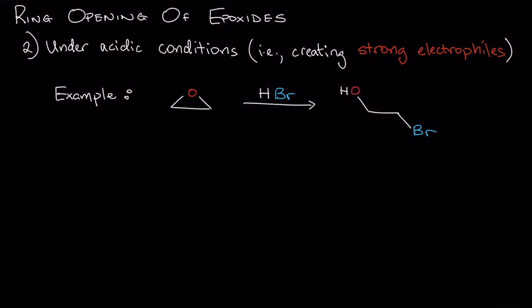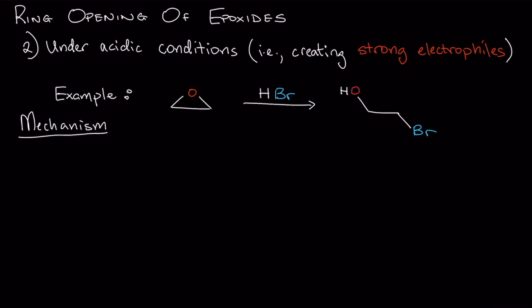Okay, and so lastly, we're going to go over the ring opening of epoxide, but now under acidic conditions. So here's an example. You take an epoxide, and now we treat it with HBr. So HBr is obviously a very strong acid. But what actually happens is that the ring opens up and the Br from the HBr adds on to that epoxide. So how does this reaction work?